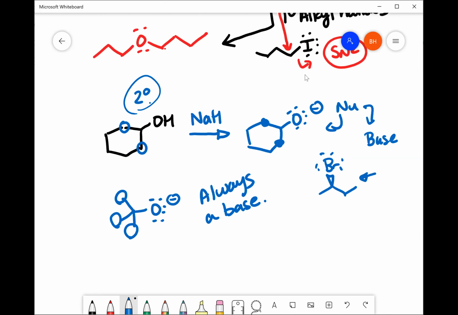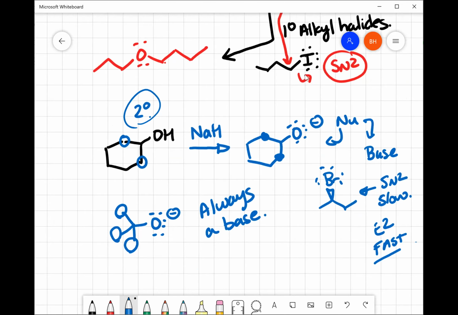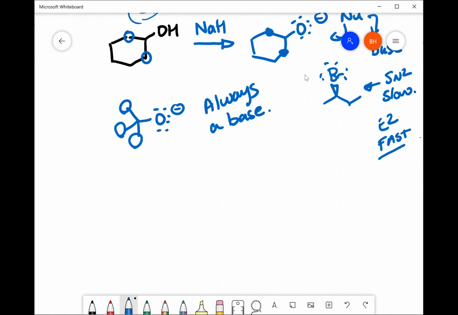An SN2 reaction would be slow on it, where an E2 would be relatively fast. So it's best with the primary or just methyl. Otherwise you're going to get some serious elimination byproducts, and that's not what we want. So typically that's how it would be. I would avoid using it unless you've got a primary alcohol. That's the best way to do it with a primary alcohol.